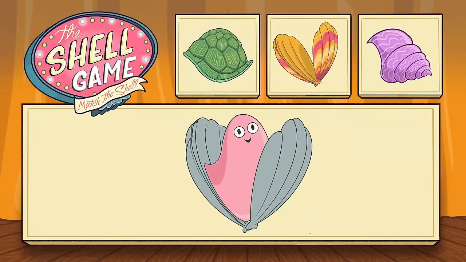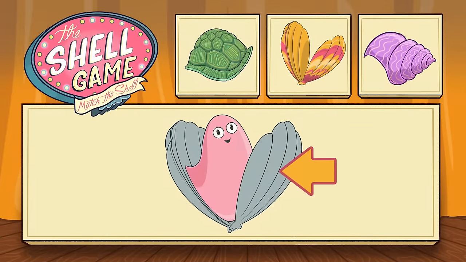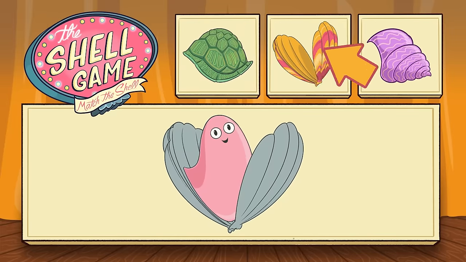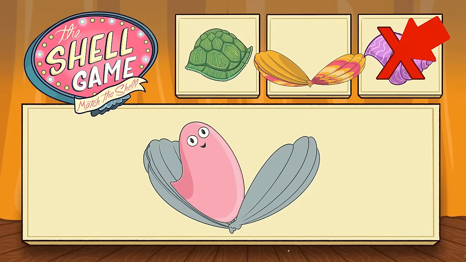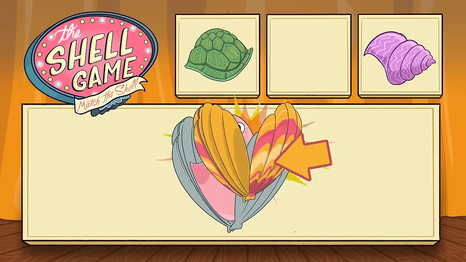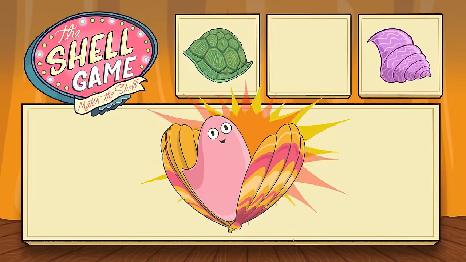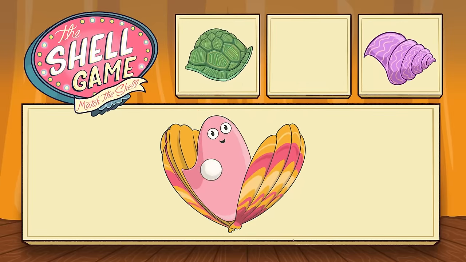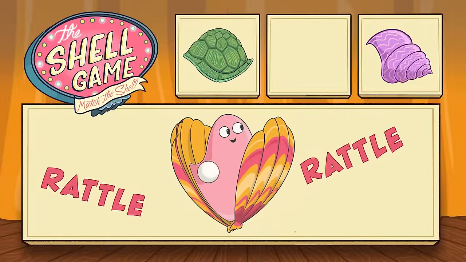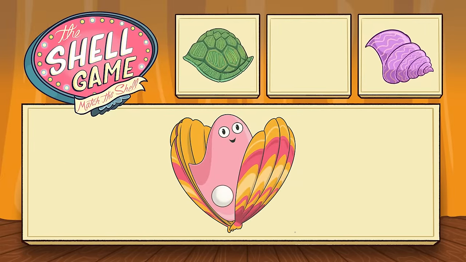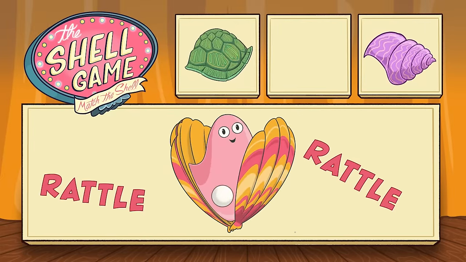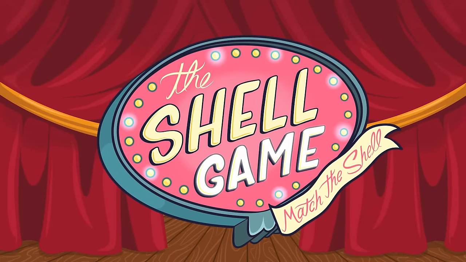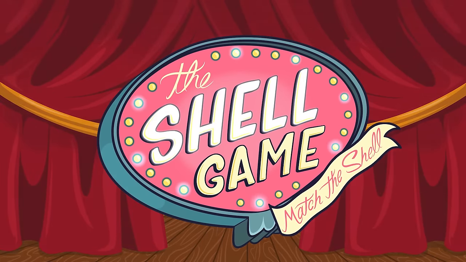Let's help this animal find the right shell. Do you see a shell that has two parts? Which shell looks like it can open and close? Yeah, that one looks great. Whoa! It's a clam! Rattle, rattle! You did it! You did a really great job playing the shell game! Woohoo! Great job!